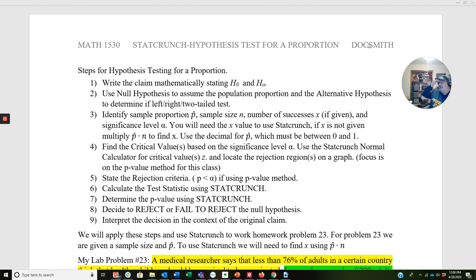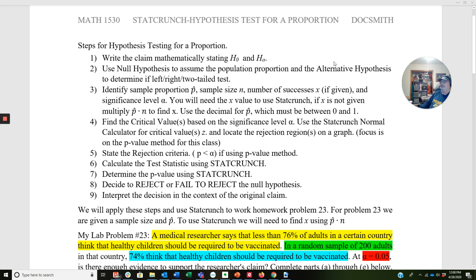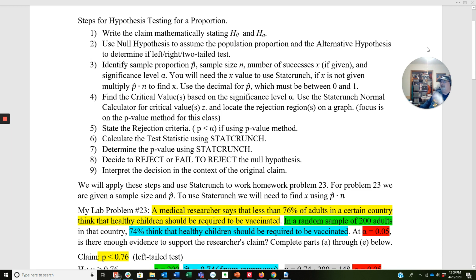Before we go into actually working the question, let's go through the steps for hypothesis testing for a proportion. We're going to write the claim mathematically using the null and alternative hypothesis, same as we did before. We're going to use the null hypothesis to assume the population proportion and the alternative hypothesis to determine if it's a left, right, or two-tailed test. We're going to identify the sample proportion p hat, the sample size n, the number of successes x if it's given, and the significance level alpha.